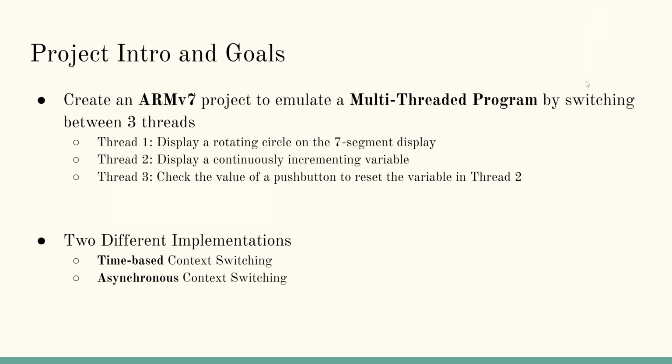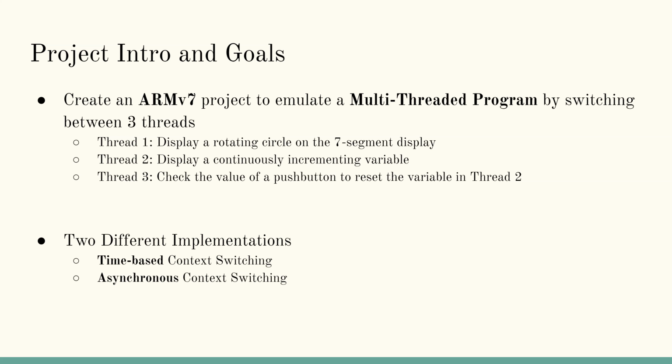The second thread will be to display a continuously incrementing variable. The way we have it set up is that the variable will be incremented every single time that we have the circle rotate once around the 7-segment display, and those will run at the same time.